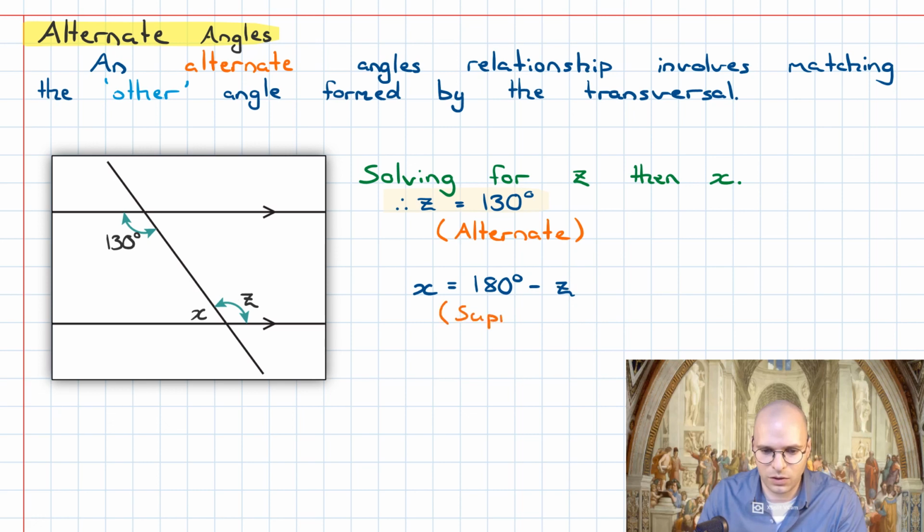After which we can solve for x. X can be solved using the supplementary relationship because x and z both form a 180 degree angle or a straight line, so therefore supplementary can be used here.